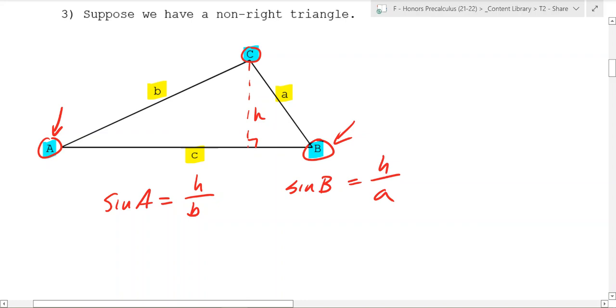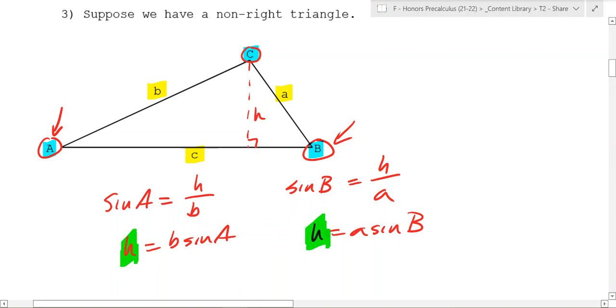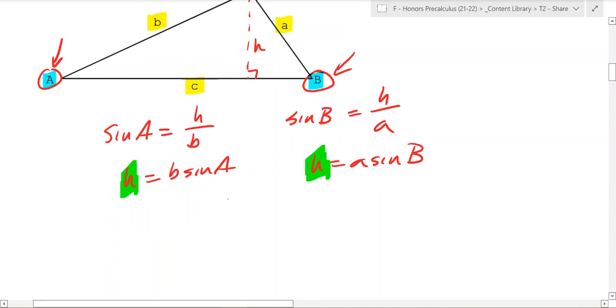Similar, the opposite and then the hypotenuse right there. So you can isolate h, and you get h is equal to b times sine of A, and here you get a times sine of B. But both of those are h. These are bad highlighters, so I'll choose a different color for you. So both of these are h. If both of those are equal to h, what does that mean? It means that b sine A is equal to a sine B.